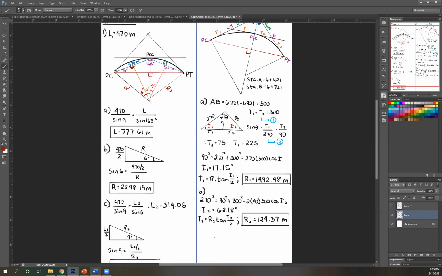So this is your right angle. So that's your 470 over 2. Then this is your leg, and opposite of that is your hypotenuse. Now you have your right triangle. Solve for R using, again, trig functions. For this case, it's sine. So sine theta equals opposite, 470 over 2, over hypotenuse R. I can solve for R. So R is just 2248.19. Good. Done.